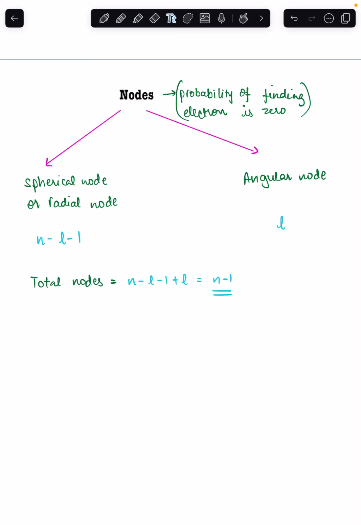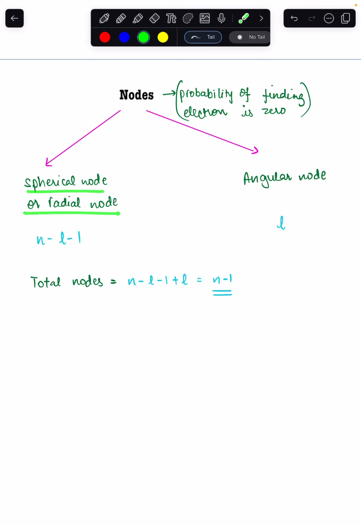the next part of the topic, which is going to be nodes. So what are nodes? Nodes are basically the areas where the probability of finding an electron is going to be 0. So how do we calculate the number of nodes? The nodes are of two types: one is the spherical or radial node, and one is the angular node. The number of angular nodes is going to be L, and the number of radial nodes is going to be n minus L minus 1, and the total number of nodes is n minus L minus 1 plus L, equal to n minus 1.